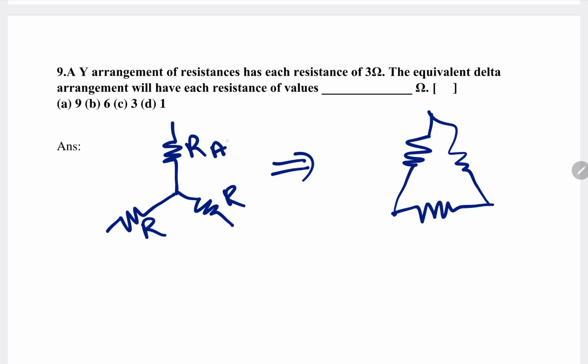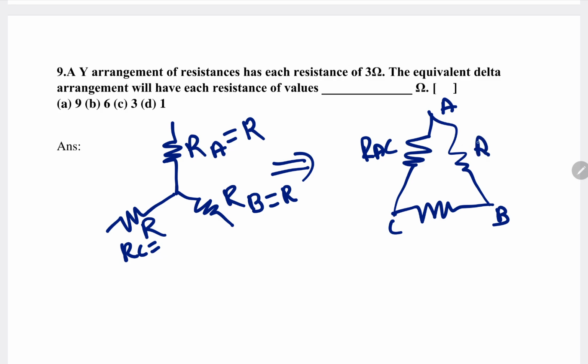So RA is equal to R, RB is also equal to R, RC is also equal to R. Three equal resistors connected in this star, I want to convert into delta. So this is A and it is B and it is C, and it is RAC, RAB and RBC or RCB.